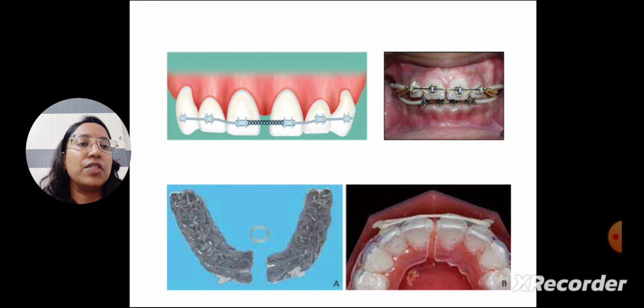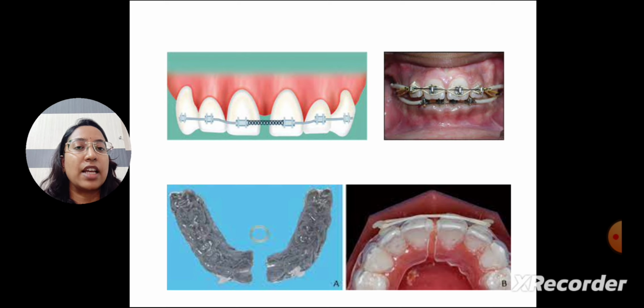So not only E chain, we can also give something called E thread or elastic thread. This is again a stretchable thread that we wind around all the teeth so that the spaces are closed. Apart from the elastics, we can also use closed coil springs. A closed coil spring is placed in between the two brackets. When we stretch the closed coil spring, it is activated.